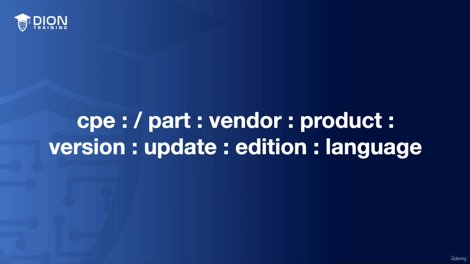For example, the part portion of the CPE refers to whether or not the platform is actually an operating system, an application, or a piece of hardware. And to do this, we list this as either O, A, or H, depending on if it's an operating system, application, or piece of hardware.